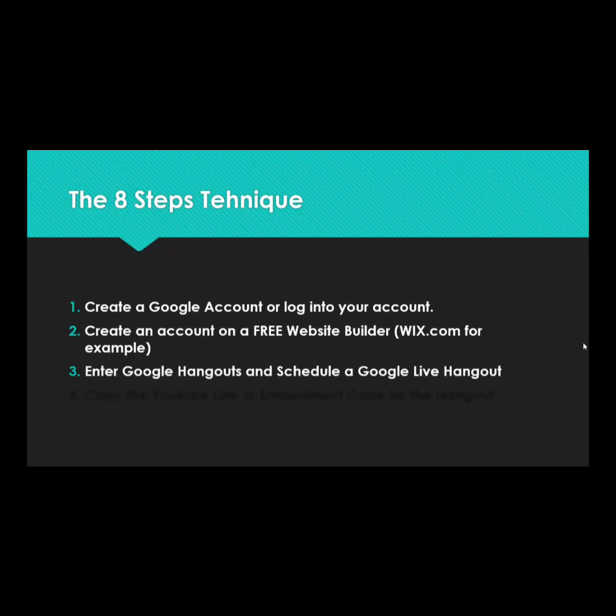Then you need to enter into your Google Hangouts account, okay. You just type in Google Hangouts on Google while already being logged into your account. The Google Hangouts will appear. You enter Google Hangouts and you schedule a Google Live Hangout. So not a normal Google Hangout. You need to schedule a Google Live Hangout, okay? Then you copy. You will see that you have some distribution links there, okay? Or share the Google Hangout, and you will have more options. Among these options, you will also have a YouTube link or an embed code for your Hangout.